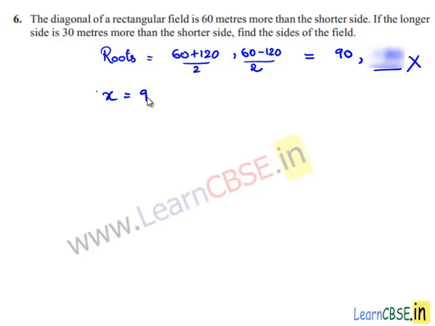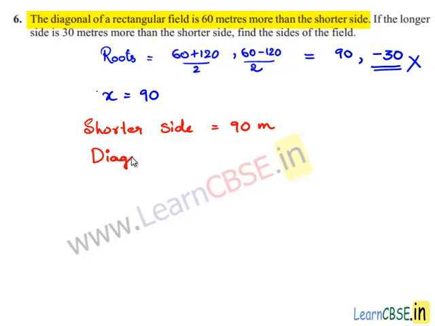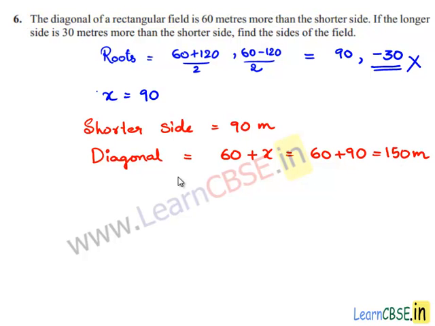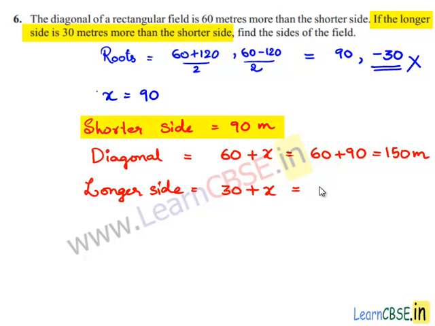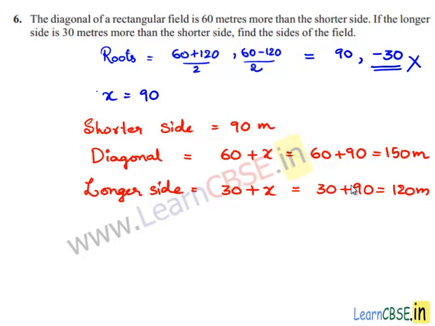Therefore x is equal to 90, hence shorter side is equal to 90 meters, diagonal is equal to 60 plus x, which is nothing but 60 plus 90 is equal to 150 meters, and longer side is equal to 30 plus x, which is nothing but 30 plus 90, which is equal to 120 meters.